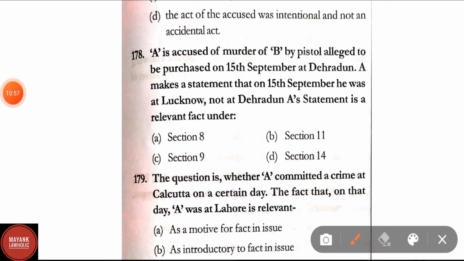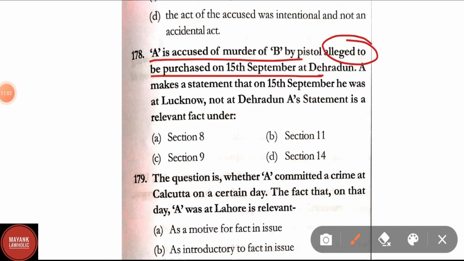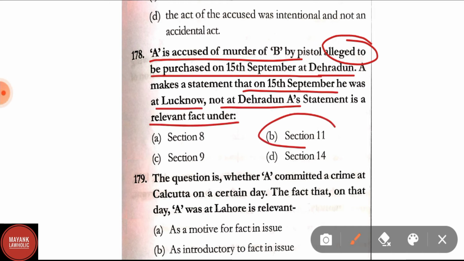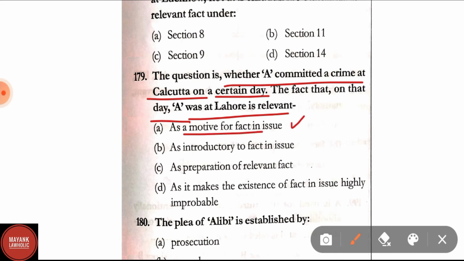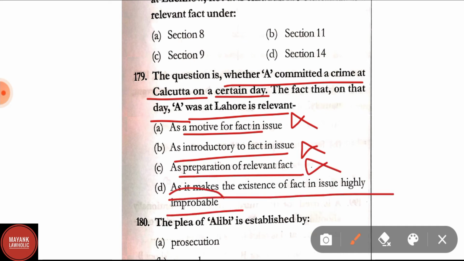Question number 178. A is accused of murder of B by pistol alleged to be purchased on 15 September at Dehradun. A makes a statement that on 15 September he was at Lucknow, not at Dehradun. A's statement is a relevant fact under Section 11. Question number 179. The question is whether A committed a crime at Kolkata on a certain day. The fact that on that day A was at Lahore is relevant. Option A, as a motive for the fact in issue. Option B, as introductory to fact in issue. Option C, as preparation of relevant fact. And option D, as it makes the existence of fact in issue highly improbable. Correct answer is option D.